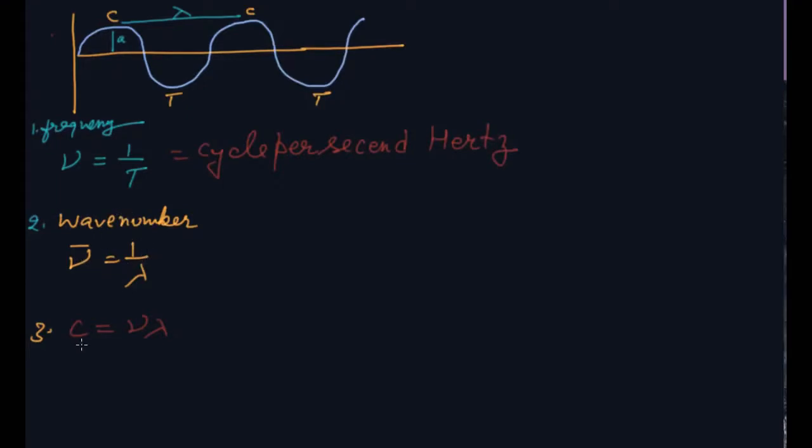Then he has given the relation between wavelength, frequency and velocity: c is equal to nu lambda. From this, nu is equal to c by lambda you can find out. And amplitude is the height of the crest or the depth of the trough. That was the major things of the electromagnetic wave theory.